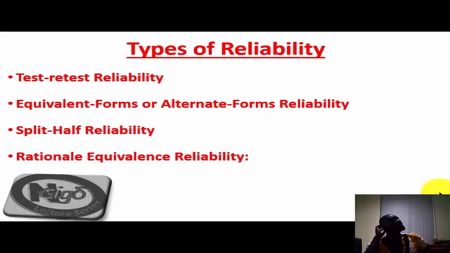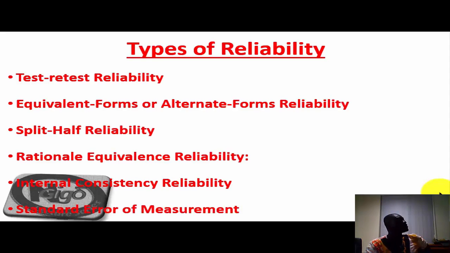The rational equivalence is the Kuder-Richardson, that's the Richardson's measurement. We may go through that. Then we have the internal consistency reliability. Because of time, we are moving very fast. Then the last one will be the standard error of measurement. The standard error of measurement simply means you're trying to estimate into the population how the deviation will be. If the deviation is so high, then it means that you cannot rely on the instrument.